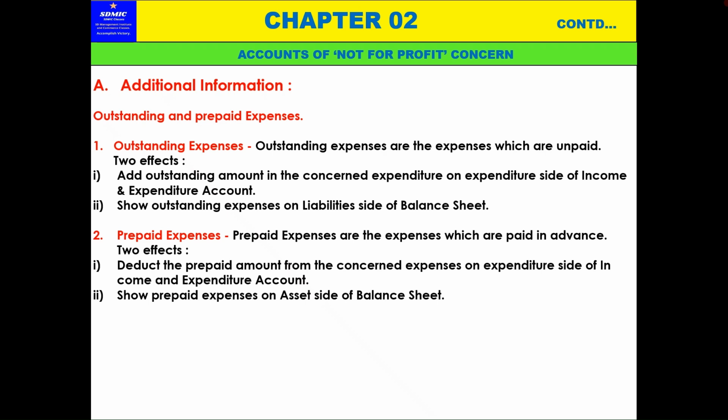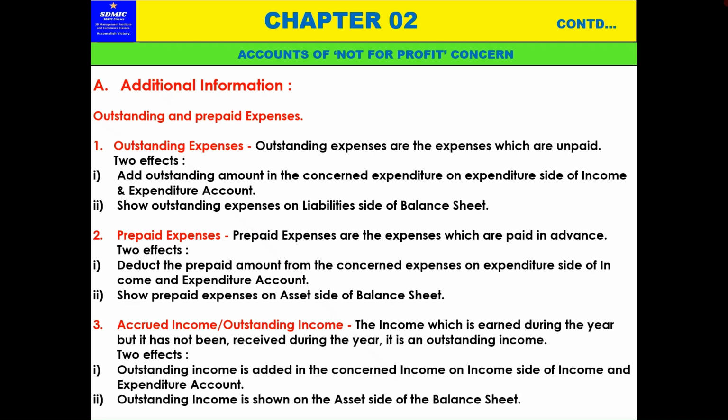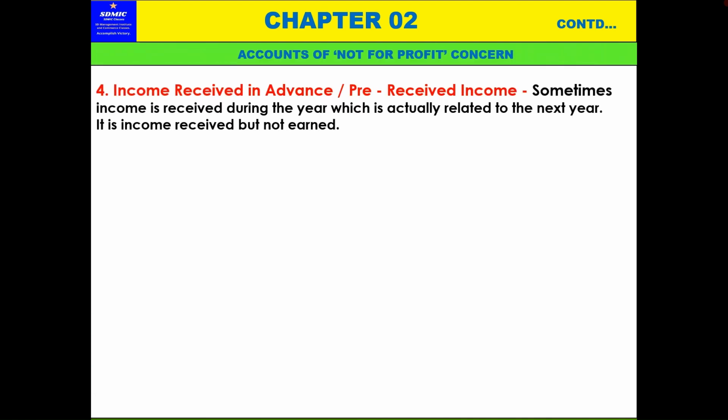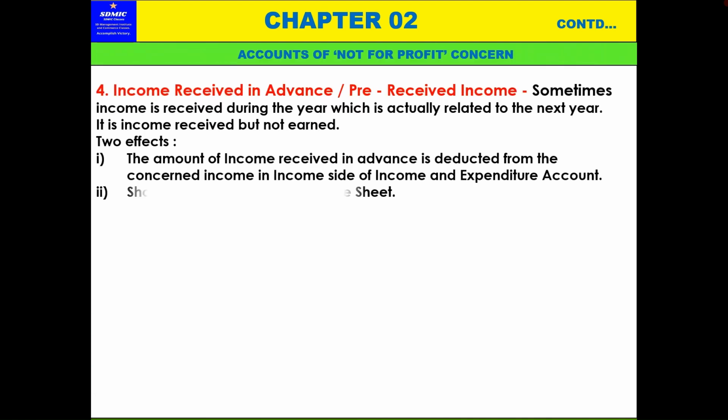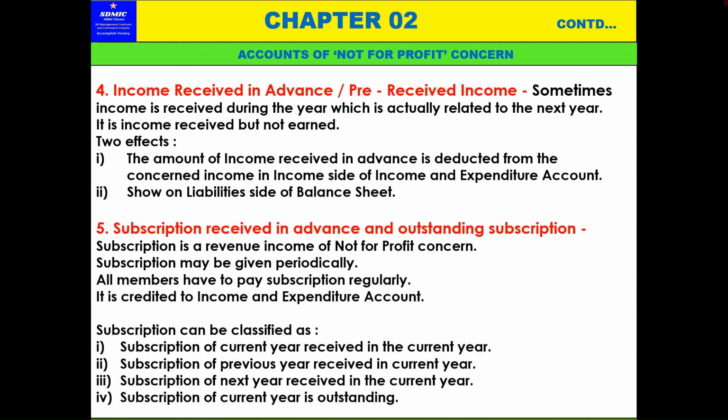Instead of profit and loss account and balance sheet, here it is income and expenditure and balance sheet. That is a difference. And accrued income or outstanding income, these are coming to effects. And then this 4th point, income received in advance, pre-received, that also has 2 effects given, and subscription received in advance and outstanding subscription. Here it is subscription, there it will be sales. Okay, that is a difference. Here the revenue is subscription, and there the revenue is sales. And 4 types of subscription also we have learned.